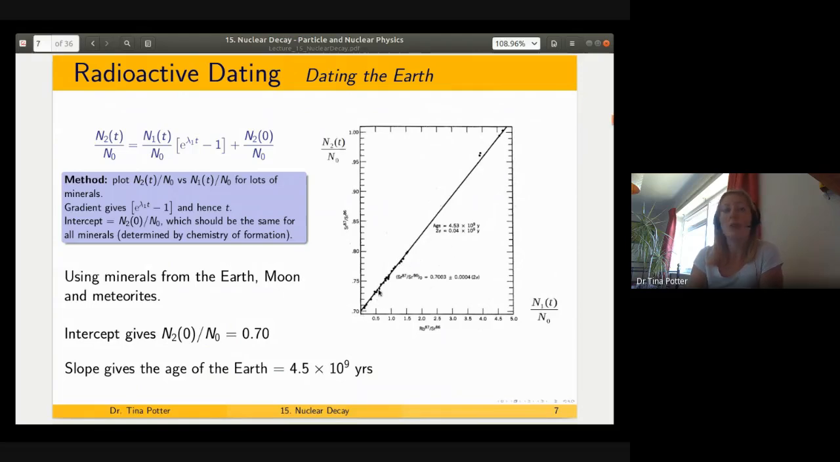The gradient here will give us the time. If we know the decay rate, we can extract the time from our gradient here. So this slope is very important, and it gives us the age of the Earth as around 4.5 times 10 to the 9 years. So by looking at lots of different samples, normalizing a decaying nucleus to one that is stable, we can have a look at the age of the Earth.